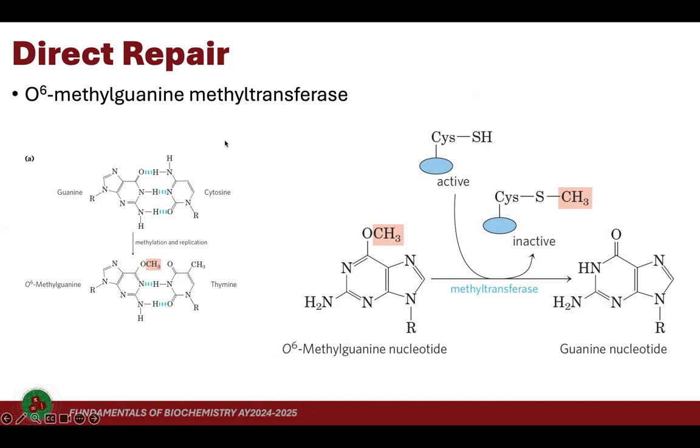The thing is, this methyltransferase is not exactly an enzyme in the strictest sense of the word, although it catalyzes the transfer of the methyl from guanine to the cysteine residue. Once you have the methyl attached to the cysteine, the enzyme is no longer active. So it cannot go for another round of catalysis. It's a one-time enzyme. So that is direct repair, and that's it for DNA damage and repair mechanisms.